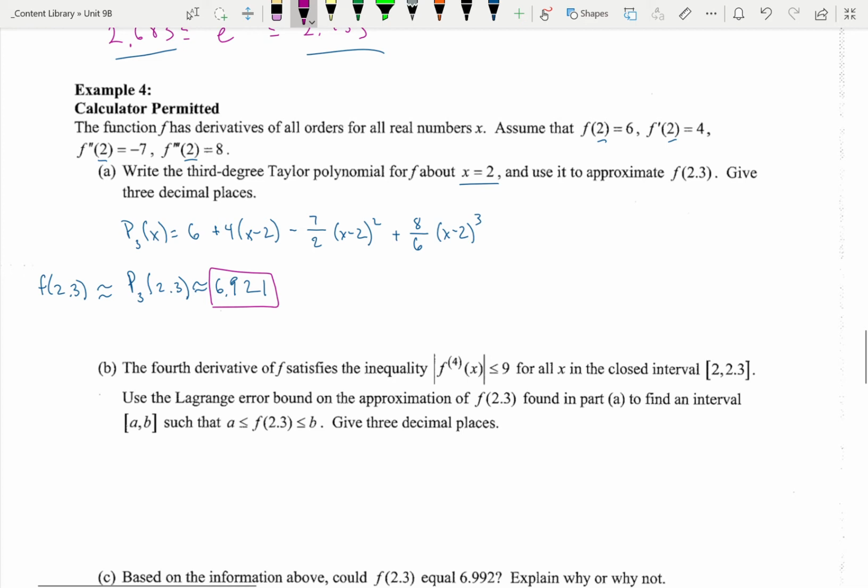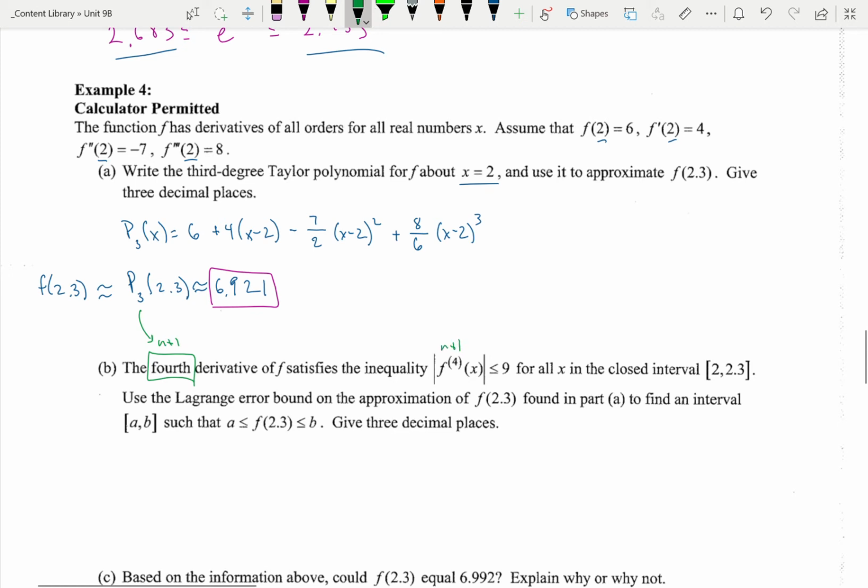The fourth derivative of the function evaluated at x is always less than or equal to 9 for all x in the closed interval 2 to 2.3. What a perfect piece of information we are given. Why is this perfect? For several reasons. One, the fourth derivative is 1 bigger than the 3, n plus 1. Okay, so this is n plus 1.